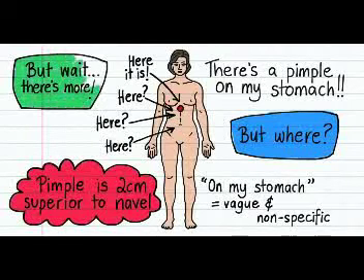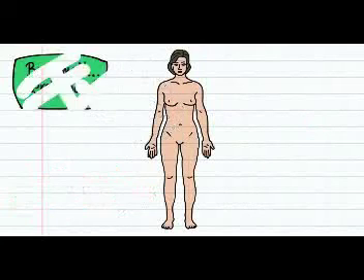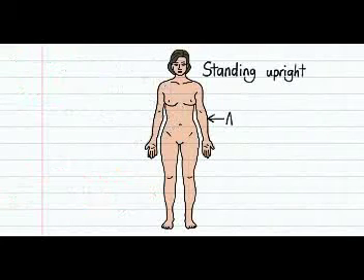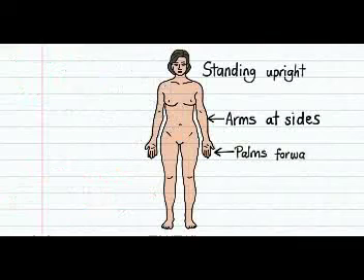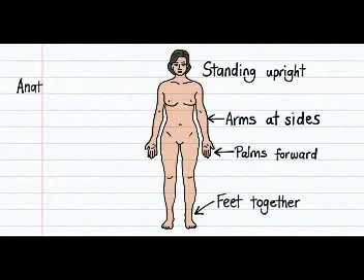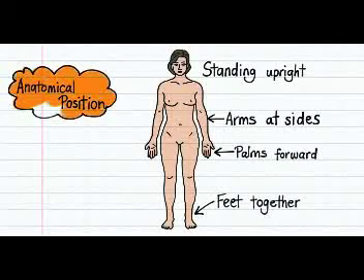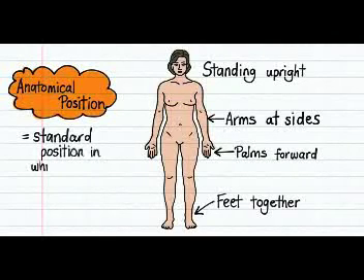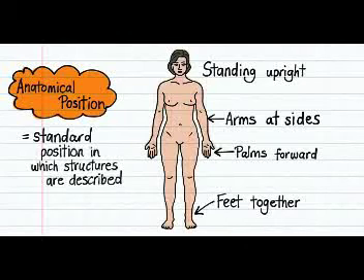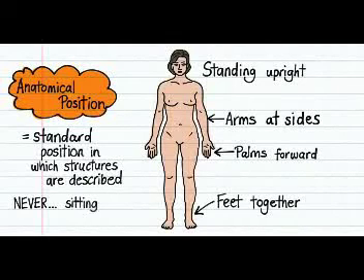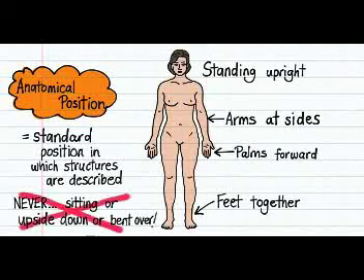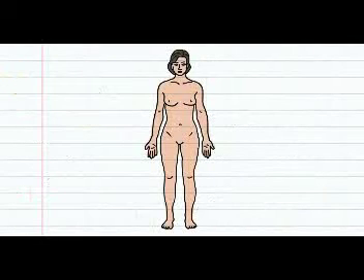Before we move on from this picture, take a good look at how the woman's body is positioned in this drawing. Note how she's standing upright, arms at sides, palms facing forwards, and feet together. We call this the anatomical position, and it's the international standard position in which structures of the human body are described. Whenever you use anatomical terms, always apply them to a person standing in the anatomical position. Never apply them to, say, a person sitting on the ground or upside down or bent over sick after a heavy night out. Okay, let's look at some anatomical terms.